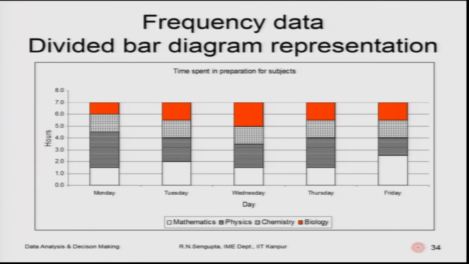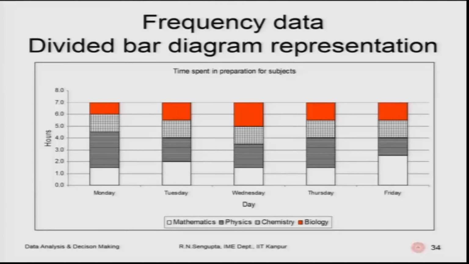Along the y axis we have the hours, and we will consider the person is preparing about 7 hours daily. That is an assumption we are taking, that he or she is studying 7 hours each day. It can be different, and even if it is different, we can represent it accordingly. If you see Monday, the color scheme is like this. If it is white, it is mathematics, horizontal lines are physics, checkered lines, box 1, are chemistry, and if it is red, it is biology.